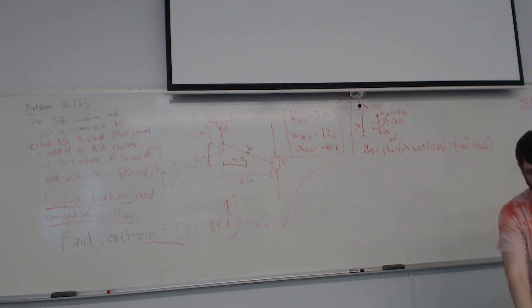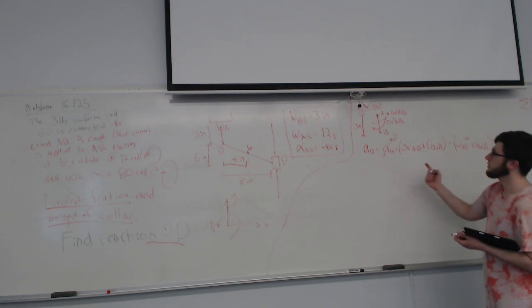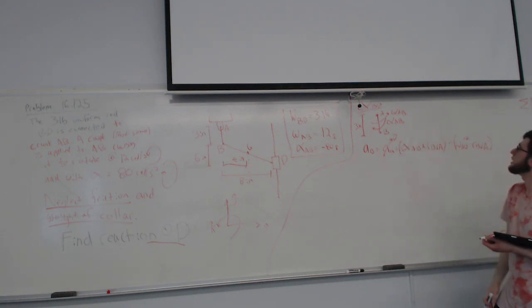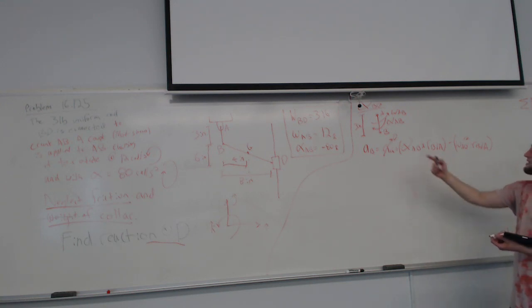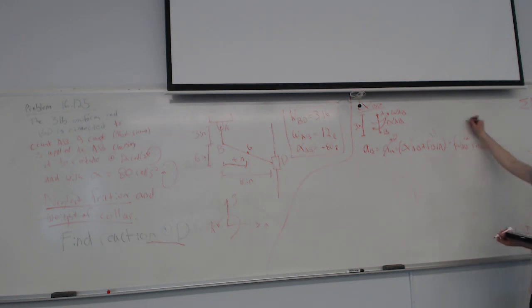So specifically, alpha AB, we're given that in the problem. The position vector, that's easy to find. So yes, we have that. The angular velocity, we're also given that. So we're literally given everything to find this. So then at that point, it is just the actual computation of it.